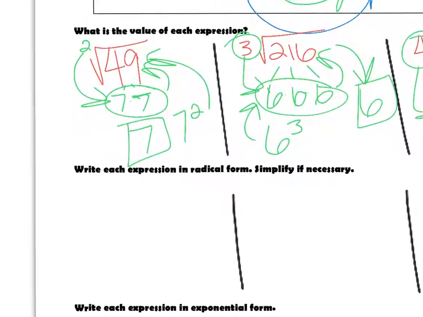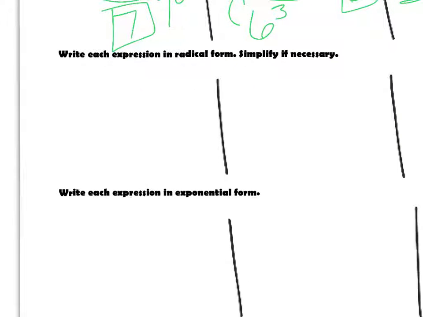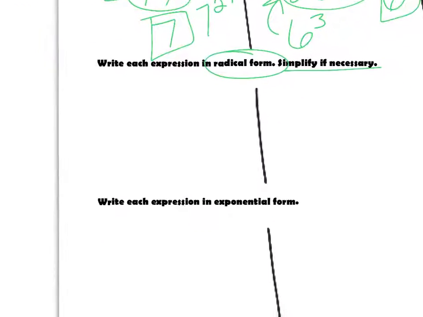Okay, so that part's not too bad, but we have to know that before we go on to this part right here. So this part says we want to write each expression in radical form. So we're going to need to see that square root, or if it's not a square root, a cube root, a 4th root, and so on. So we want to make sure we also simplify if we can using these rules that we had above.